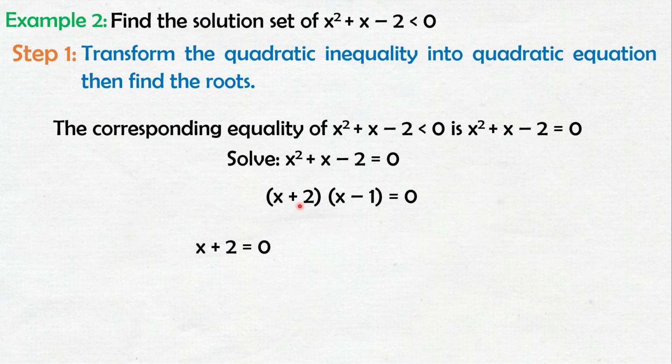Okay, so equate natin itong dalawang factors sa 0. So, unahin natin si x plus 2. So, transpose ko si 2 sa right side, makuha natin ay x equals negative 2. Equate naman natin yung isang factor na x minus 1 sa 0. Transpose natin si negative 1 sa right side, makuha natin ay x equals 1. So we have x equals negative 2 and x equals 1.